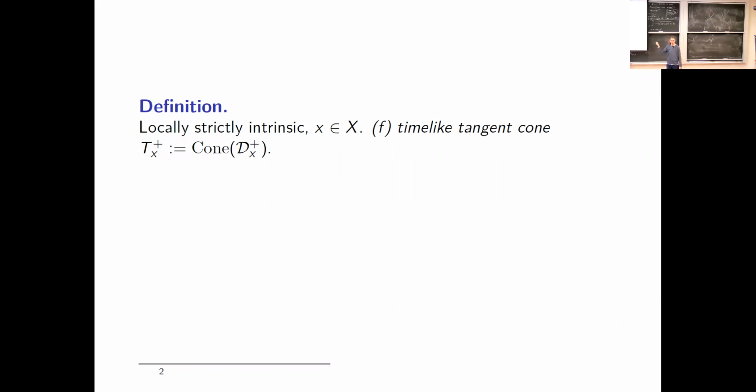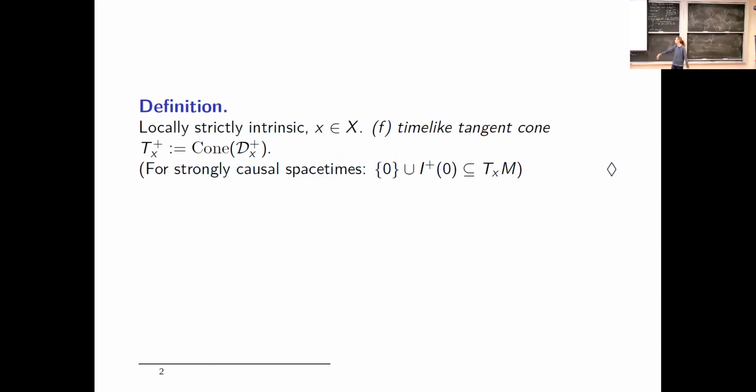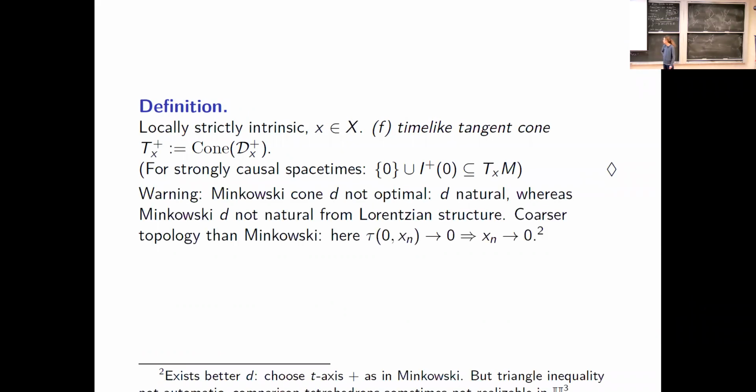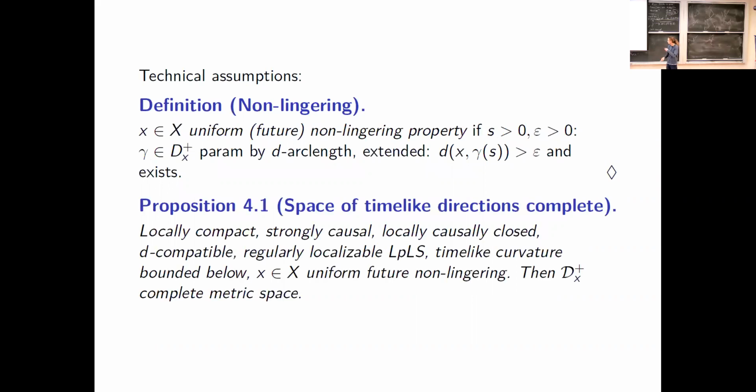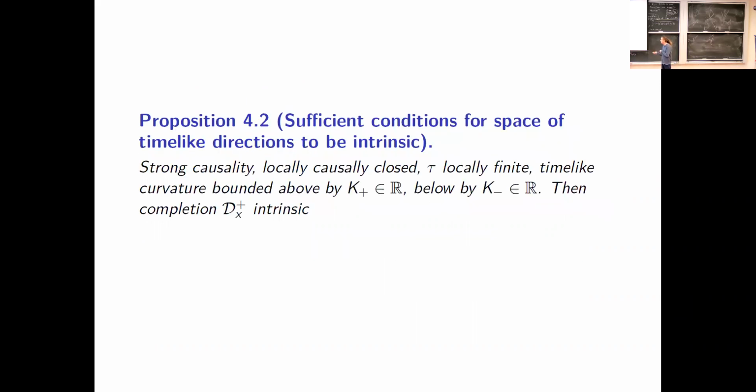If one chains these two together, one gets something we call the future directed time-like tangent cone. For strongly causal spacetimes, this is 0 union I plus inside the tangent space, if one likes to view it like that. The metric is not as I would prefer it to be. It is coarser than the topology on Minkowski for spacetimes, for Lorentzian manifolds. Under some technical assumptions, we get reasonable stuff like the space of directions is a complete metric space. And under lower and upper curvature bounds, the completion is intrinsic, so both together make the space of directions intrinsic.